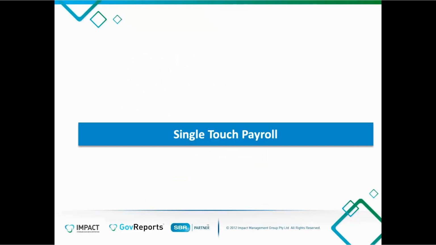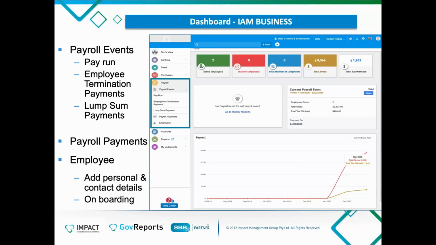So single touch payroll in IAM, and basically in IAM Business. So this is the dashboard, and I have actually got the dashboard set up for payroll. It is customizable, everything works just like it does in GovReports. So if you're used to using GovReports, this won't be a shock to you to use it. You will be able to find your way around, because again, it's got all of the sorts of things that GovReports has in it, where it's got drop-down menus and areas that you're used to seeing.